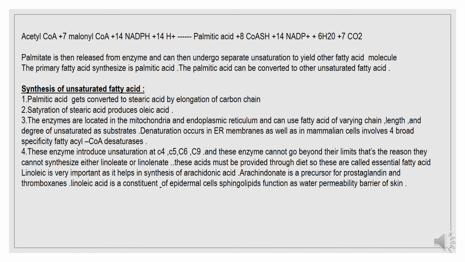So how does the synthesis of unsaturated fatty acids happen? Palmitic acid gets converted to stearic acid by elongation of the carbon chain. Then desaturation of stearic acid produces oleic acid. The enzymes are located in mitochondria and endoplasmic reticulum and can use fatty acids of varying chain length and degree of unsaturation as substrates. The desaturation occurs in the endoplasmic reticulum membrane, and in the mammalian cell it involves 4 broad specificity fatty acyl CoA desaturases.